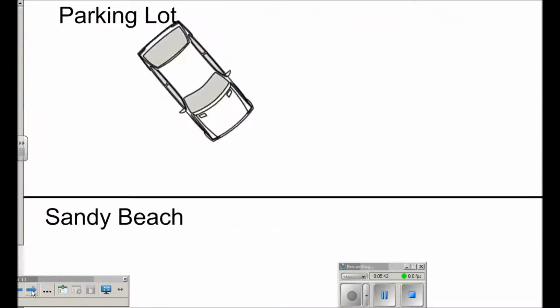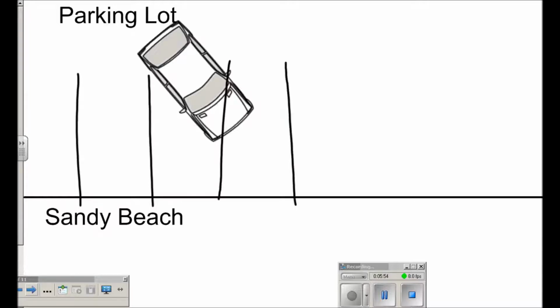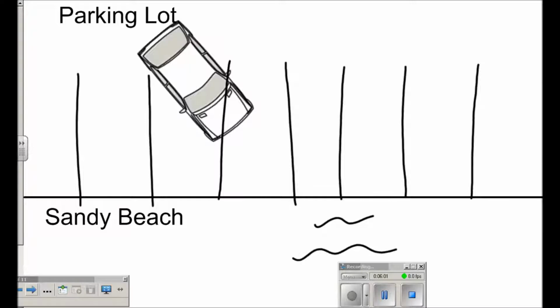So here we go with the dune buggy example, although I didn't have a dune buggy, so I used a car. Here's what I'd like you to imagine: a parking lot. So here are some parking spaces. This car is going to do a terrible job parking. Where I'm drawing my lines represents our parking lot, and then down here is beach.